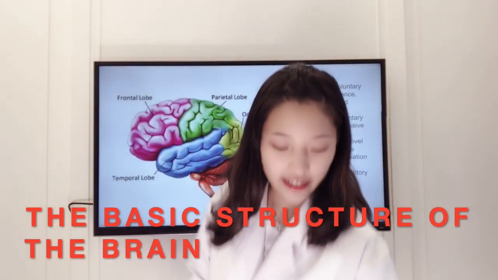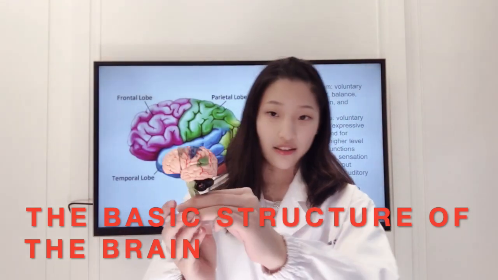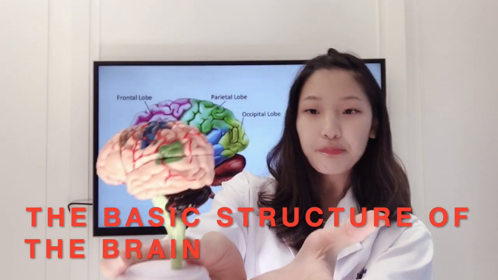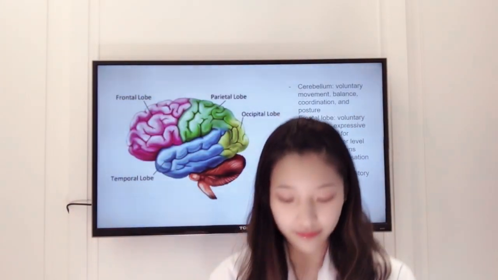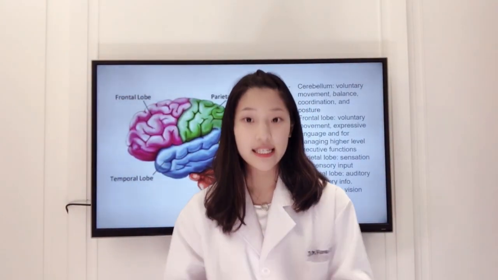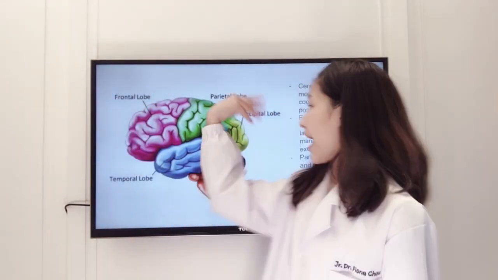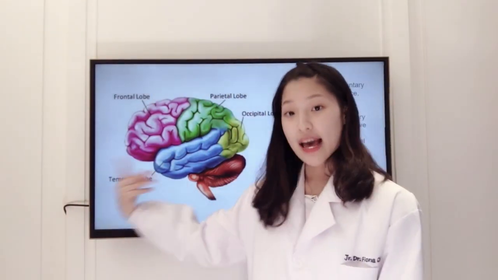Today we are going to talk about the structure of our brains. So this is our delicate little brain model right here. And let's start from the basics: the frontal lobe, parietal lobe, occipital lobe, and temporal lobe.